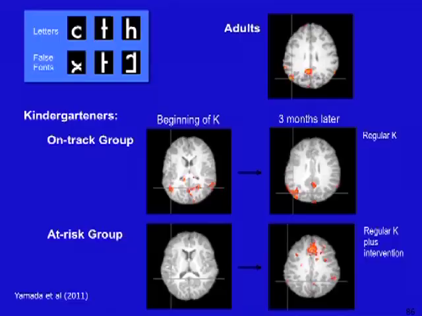Whoa. The kids who were at risk, they did not have any activations at all that were different between the squiggles and the letters. They just didn't differentiate them. And they went through an early reading intervention to which we added an attention component, and then we tested them the same amount 3 months later.